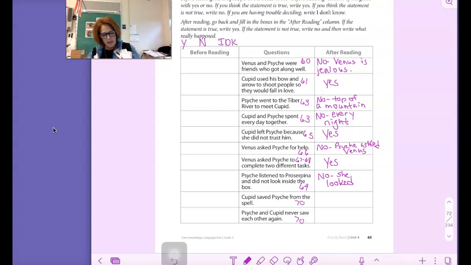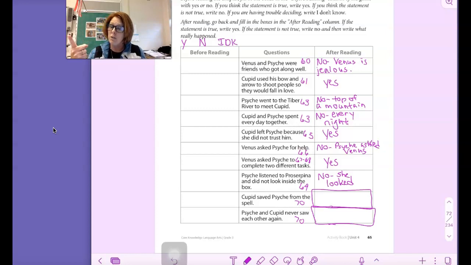You're going to fill in this box and this box on your own. I'm not doing it for you. You are doing it. Please don't turn in this paper to me with 2 blank boxes. You are doing it. So in each of those boxes, you're going to write yes if the statement is true, and you're going to write no if it's not true, and what it should say. So listen to page 70.